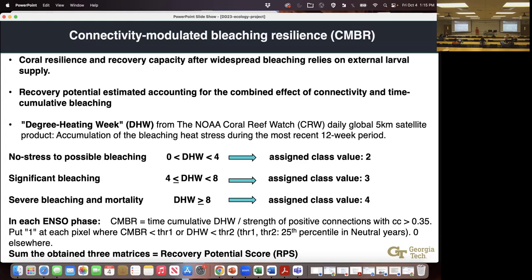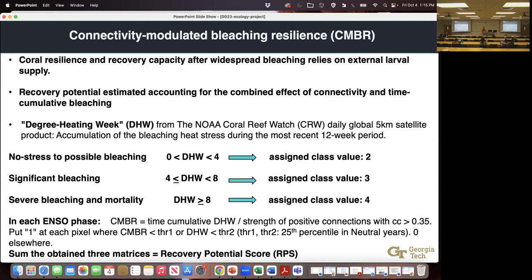That's why it's defined by NOAA as degree heating weeks, because really the week period of very high temperature is the problem. So your bleaching goes into mortality if it's more than 8 weeks. You are not going to recover anything at all. And you have a very high chance of mortality if you have between 4 and 8 weeks. You can usually recover if the temperature is above 28 degrees for less than 4 weeks.